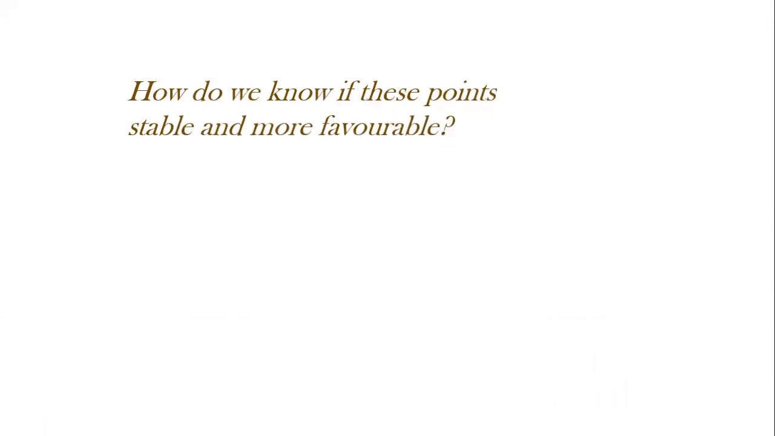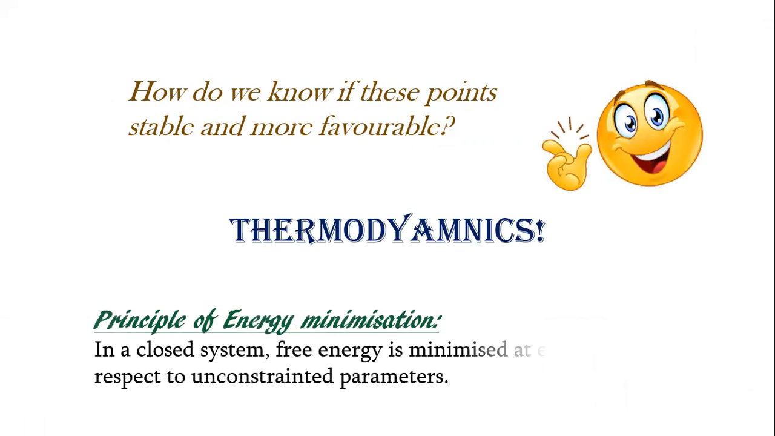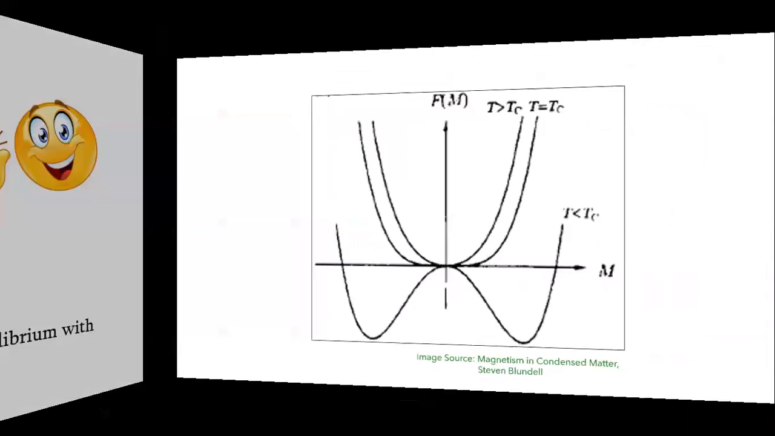Now, how do we know if the non-zero magnetization points in the absence of external field that we are finding are stable and more favorable? Well, thermodynamics. The principle of energy minimization tells us that the free energy is always minimized with respect to the unconstrained parameters to achieve the stable equilibrium. Now let's have a look at the free energy and magnetization curve.